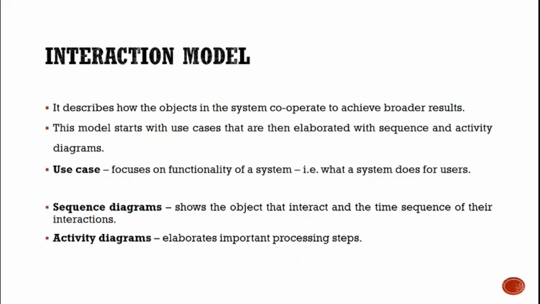Interaction model. It describes how the objects in the system cooperate to achieve the results. In the interaction model, we come across 3 types of models: use case model, sequence diagram, activity diagram. The use case describes what a system does for users. The sequence diagram shows the objects that interact and the time sequence of their interactions. The activity diagram elaborates the important processing steps.